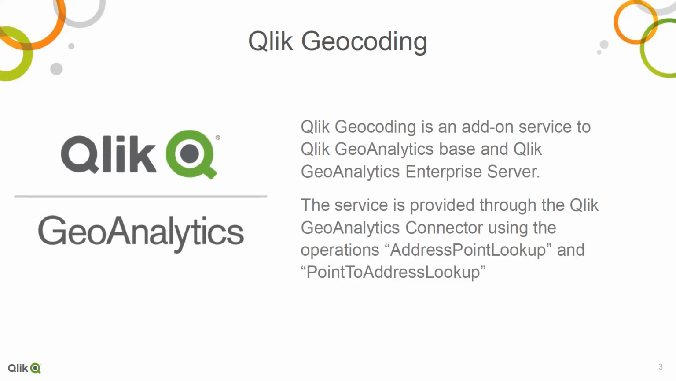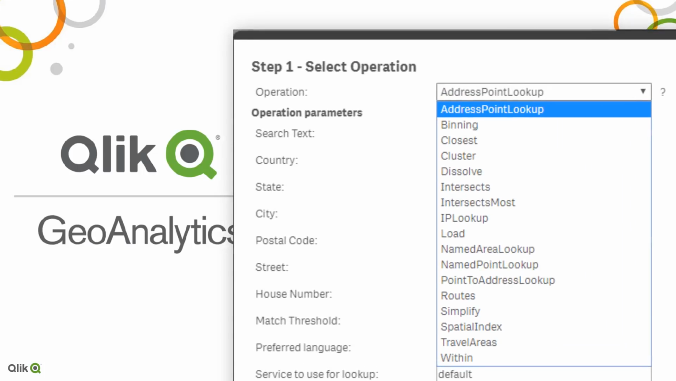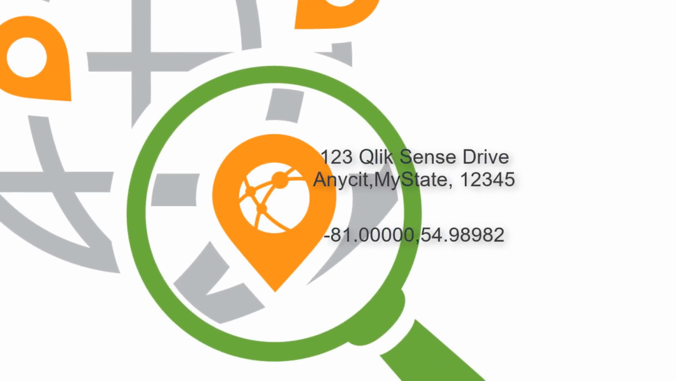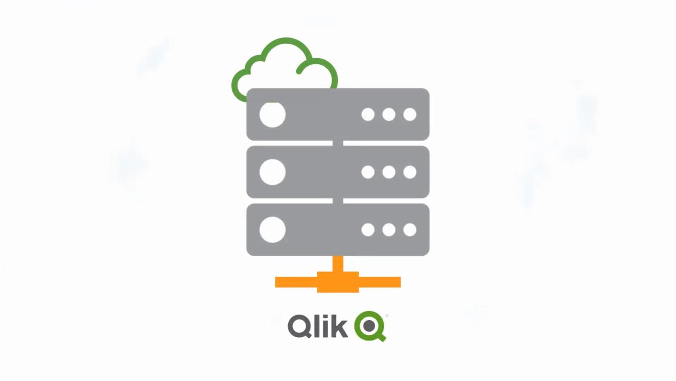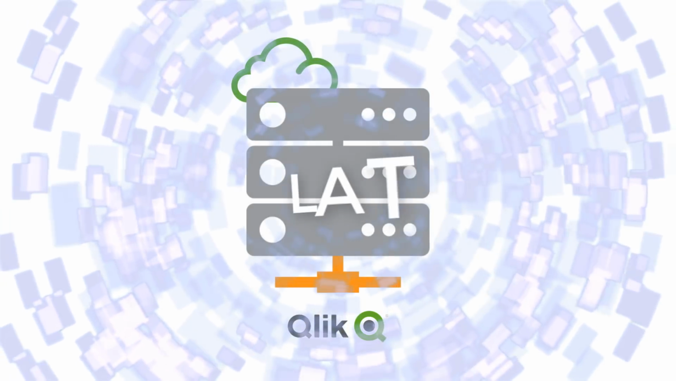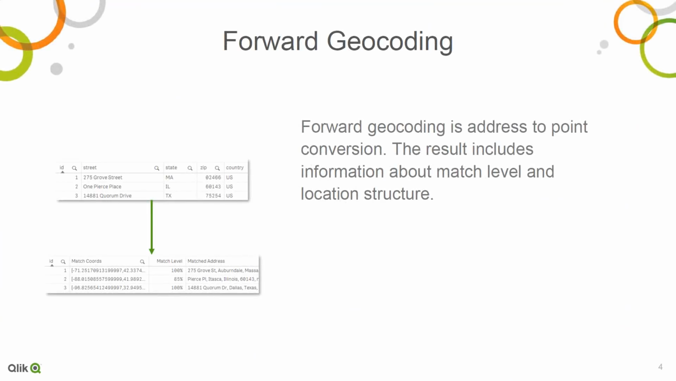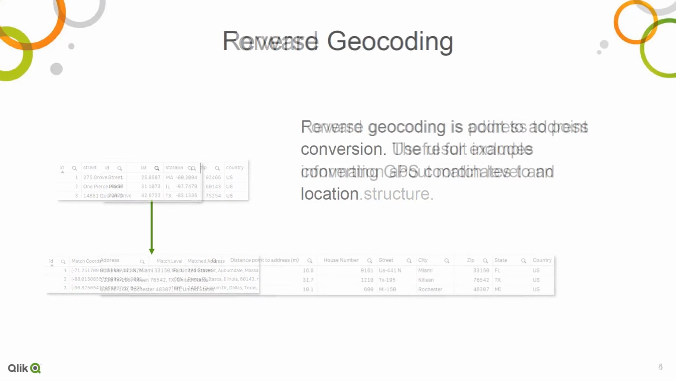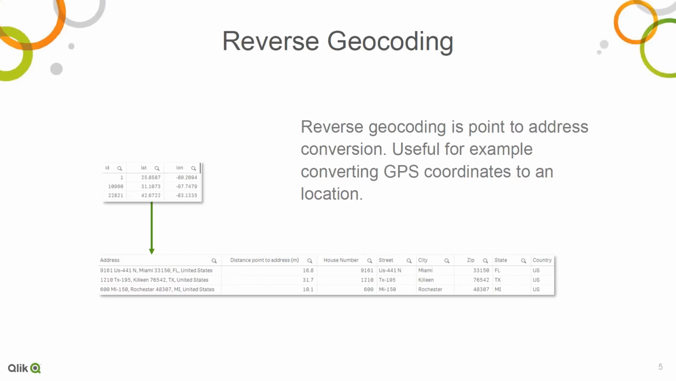As soon as you have acquired the service from Qlik, you will automatically get access to these new lookup operations from the connector. Now, Qlik Geocoding can be used for address to coordinate lookups and vice versa. The service is hosted by us, where addresses and key fields get sent to a remote server for lookup. You can perform forward geocoding, address to point, used when you have address information and want to plot locations down to the street level, and reverse geocoding, point to address, good for translating GPS coordinates to their corresponding address locations.